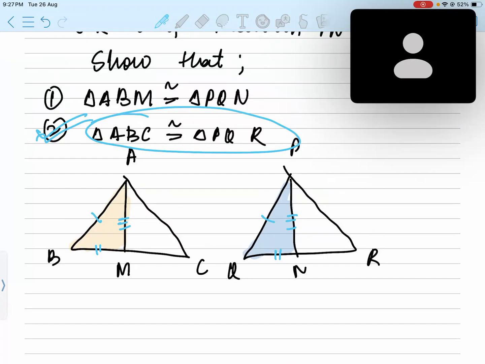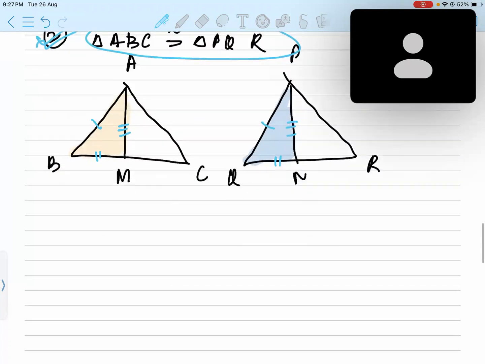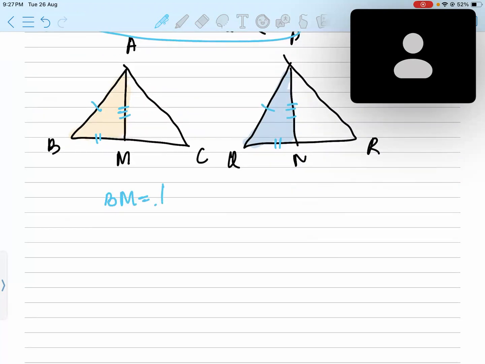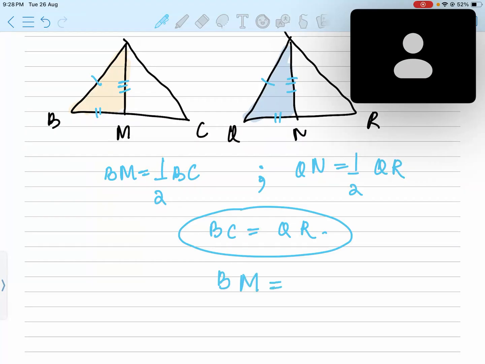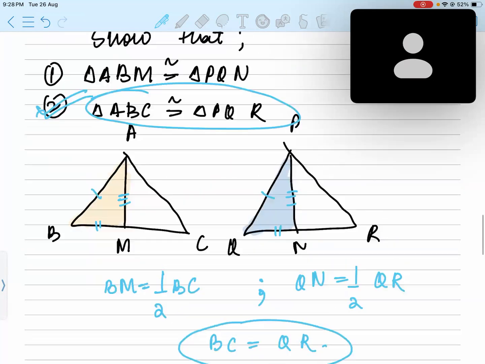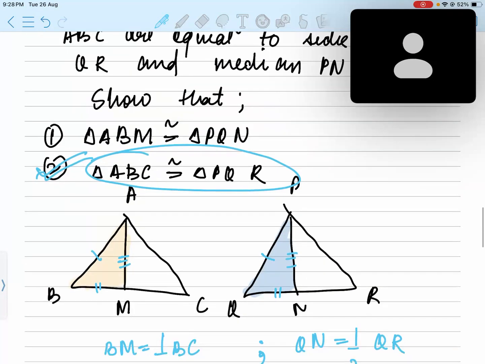So children, first of all, can I say that you have the triangle ABC, and over here, BM is half of BC, right? And over here, QN is half of QR, because that is the meaning of the median. It's dividing into half. Now tell me one thing, BC and QR are equal. So half of BC and half of QR are also equal. That means BM is equal to QN. Children, 1 second. Please correct this thing. Actually, this was not given to us that it's equal.